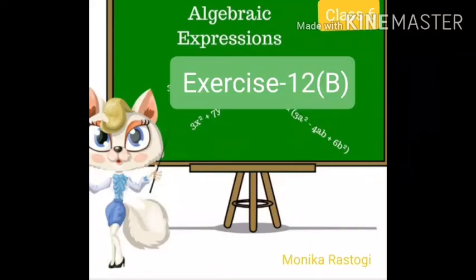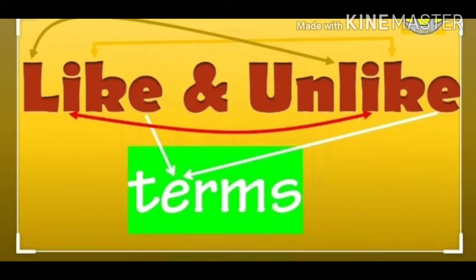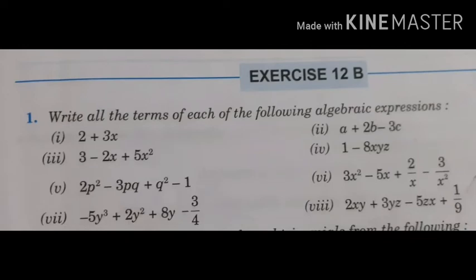Welcome students. Today we will solve exercise 12b related to your like and unlike terms. Question number 1: write all the terms of each of the following algebraic expressions. So I am taking the second and eighth part of it.